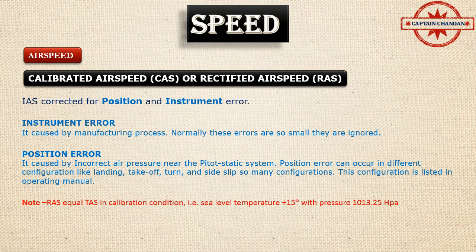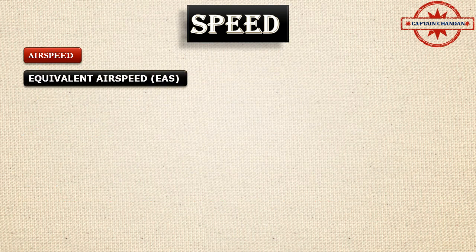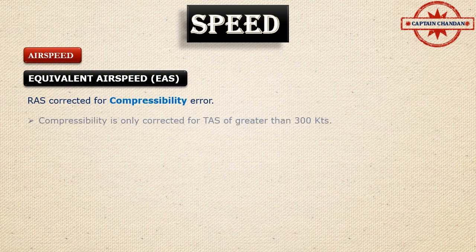plus 15 degrees temperature with 1013.25 hectopascal pressure. Equivalent airspeed: rectified airspeed corrected for compressibility error. So from rectified airspeed, or you can say calibrated airspeed, if we remove compressibility error, then the new speed is called equivalent airspeed.